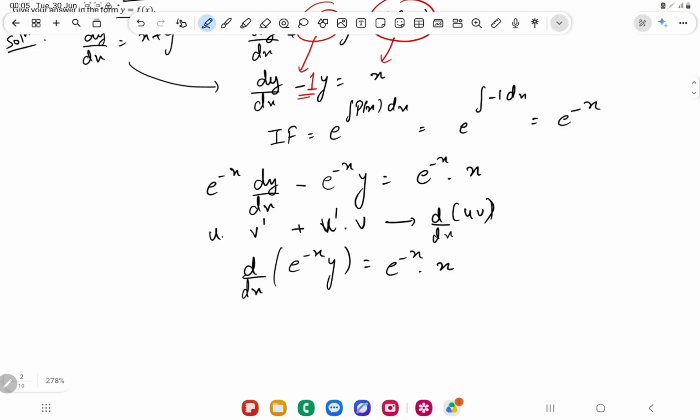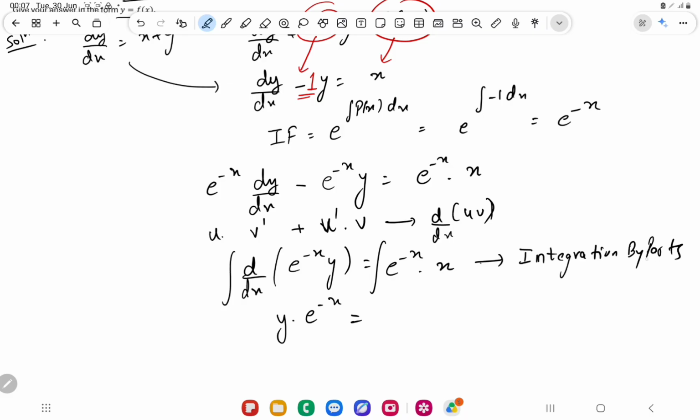Now we can try to integrate both sides. If we integrate both sides, my left side will be solved. Now to solve the right side, we have to apply integration by parts, because you cannot assume anything. So we will apply integration by parts.